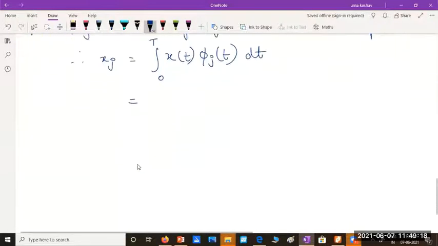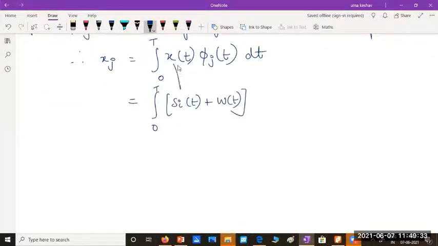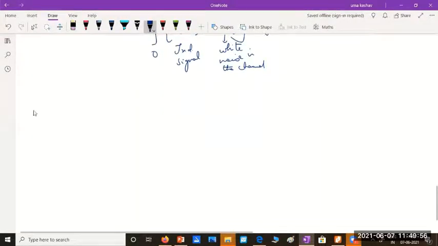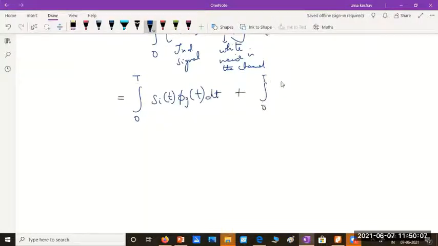So what can I write this as? What is this x of t? Remember, we know x of t is nothing but the transmitted signal Si of t plus the white noise. Yes or no? X of t can be written as the transmitted signal plus the white noise which gets added in the channel. We have already written this so many times before. This into phi j of t dt, or I can write this as integral 0 to T Si of t phi j of t dt plus integral 0 to T w of t phi j of t dt.